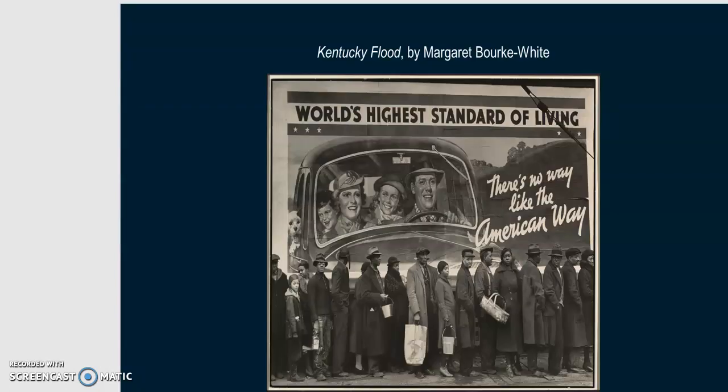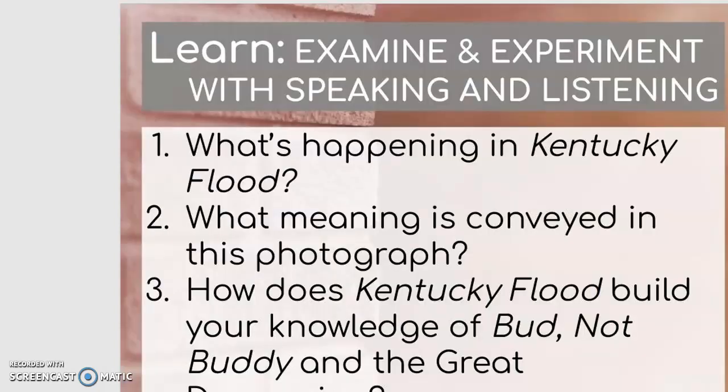And this is the Kentucky Flood picture that you'll be portraying to your classes, either online or face-to-face. And then you're going to dissect this picture as to what's happening in the picture, and have the kids do a think-aloud or classroom discussion on what you see from the people standing in line. What does that convey to the people in the car? So you'll have a class discussion answering these questions: what's happening in Kentucky Flood, what meaning is conveyed in this photograph, and how does Kentucky Flood build your knowledge of Bud, Not Buddy, and the Great Depression.